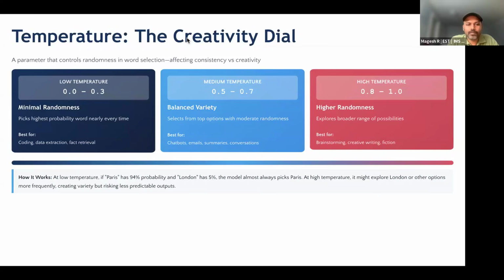Okay. I think we picked a different example.